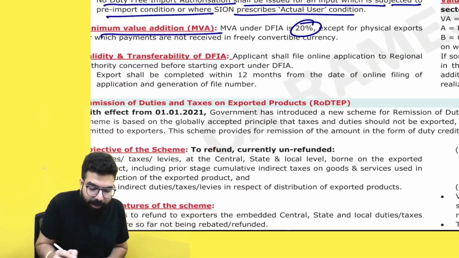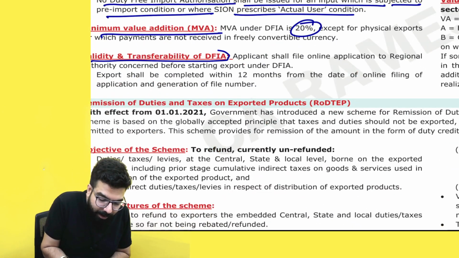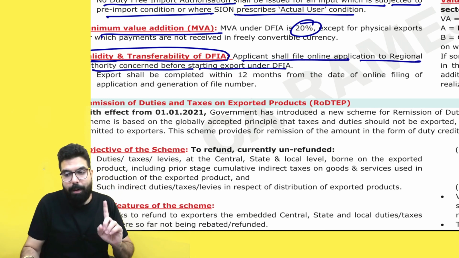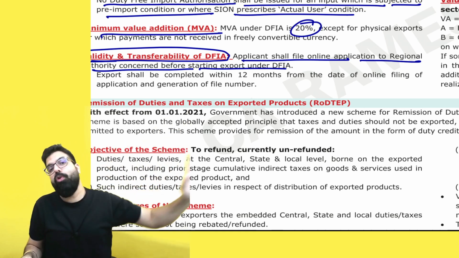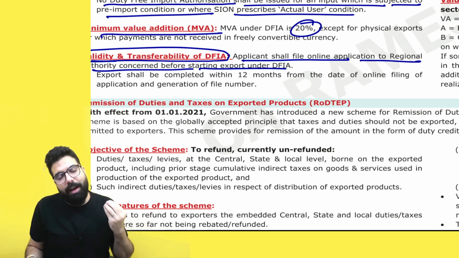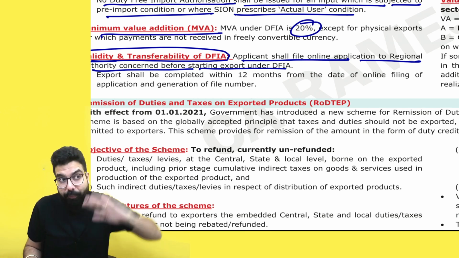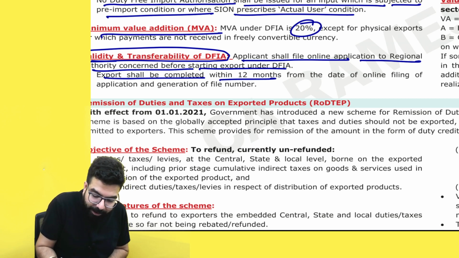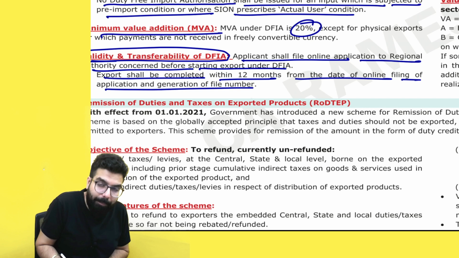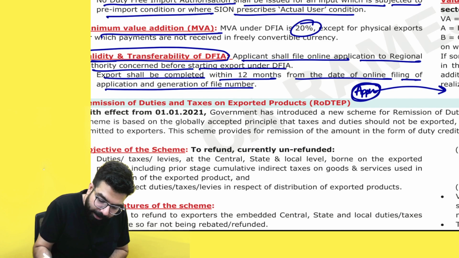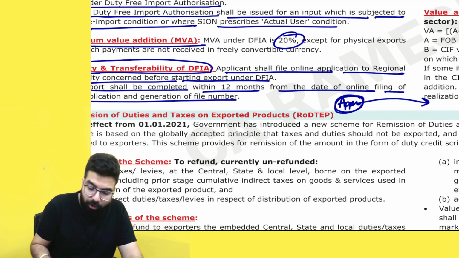The minimum value addition over here is 20%. Now, value addition and transferability. Application shall be made online before the regional authority before exporting. Remember one thing, before you make an export, you should give an application for getting that license. Export shall be completed within 12 months from the date of online filing of application. So, before you make your export, please give your online application, and once you give your application, you should finish your export within 12 months.